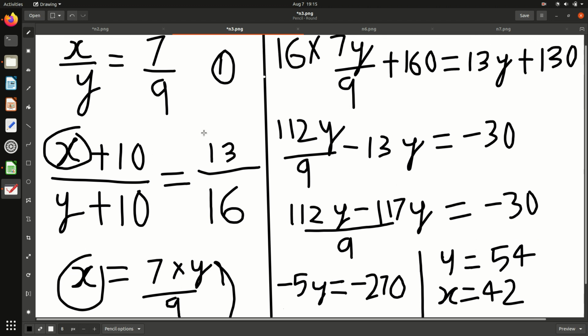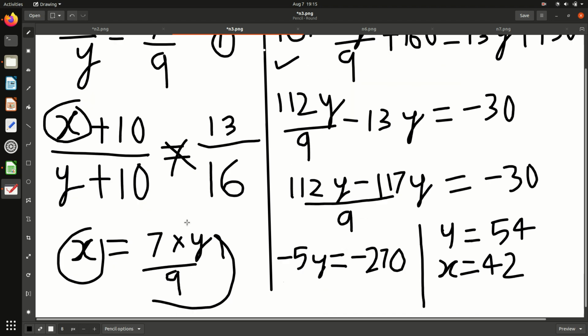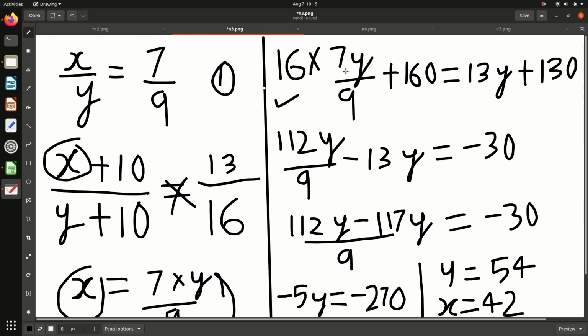Now see next. The same thing I have done here. Just cross multiply. So it will be 16x plus 160. So 16x plus 160, and in place of x we have put 7y by 9. So it will be 16 into 7y by 9 plus 160, equal to this cross multiplied: 13y plus 130.